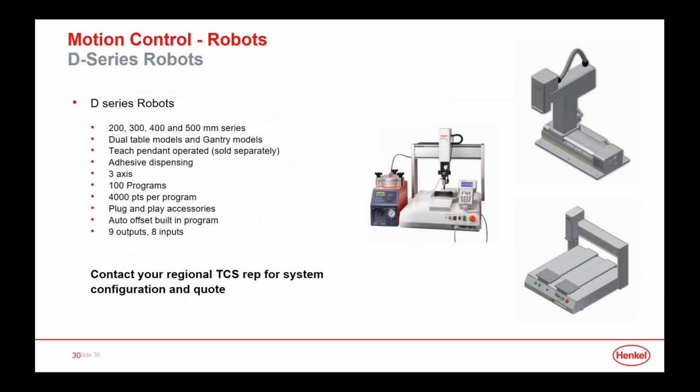Okay. So here's a couple examples. One of our first core product lines, what we call our D-Series robots. This is our core robot offering. They come in many different sizes and shapes.